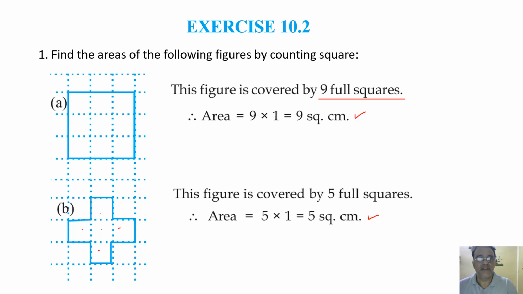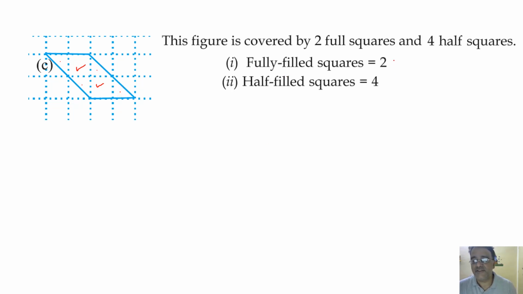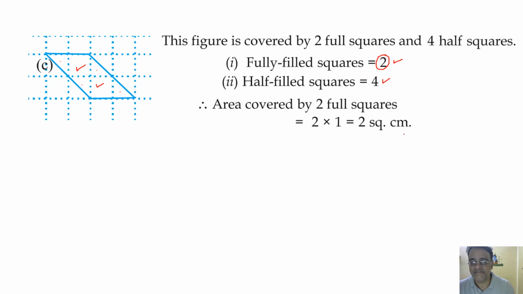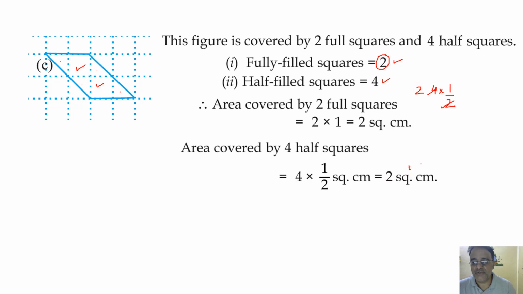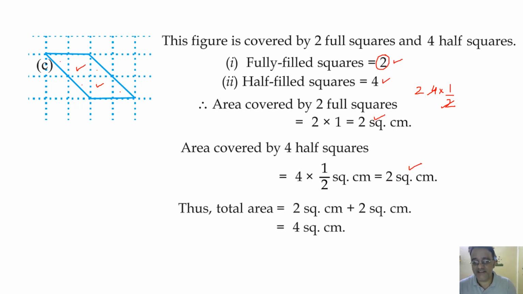Okay. Next, third question. Now fully filled is only 2 and half filled is 1, 2, 3, 4. So fully filled is 2 and half filled is 4. So fully filled का हम लोग 2 into 1 करेंगे, 2 square centimeter, and half filled का 4 into half. And what is 4 into half? 2. So 2 square units plus 2 square units will be the total area: 4 square centimeter.